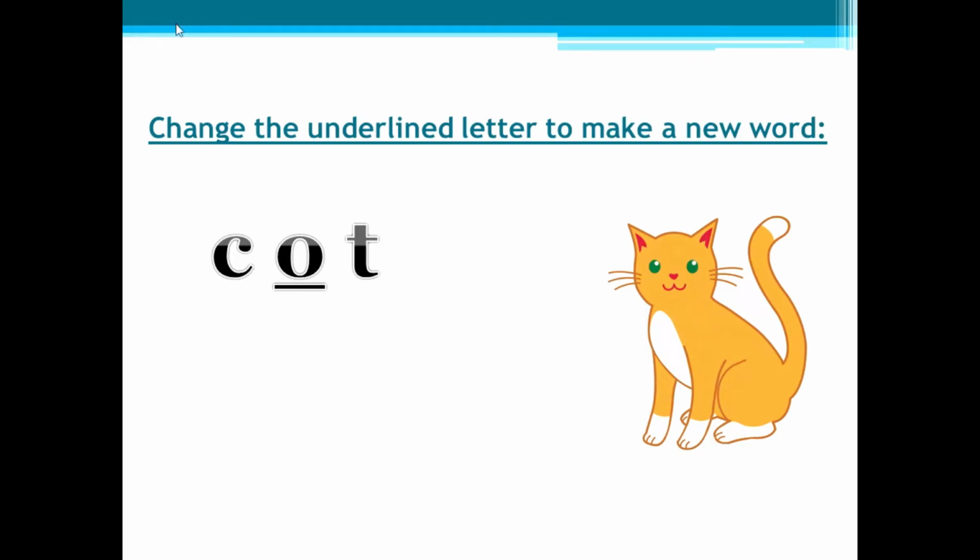Now let's look at the hint. So this is C, T and this is a cat. Cat means C, A, T. C and T are the same, but instead of O it is A. So we will change O to A and it will become C, A, T, cat. Okay, very good. I am sure all of you have understood. Now let's do some more.